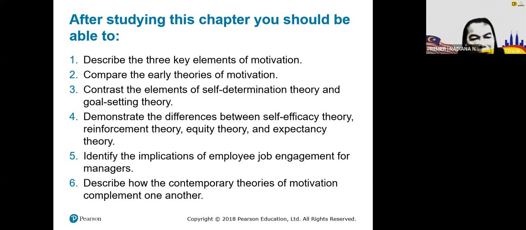After the end of this class, you should also be able to identify the elements and the implications of employee job engagement for managers. Job engagement is similar to job commitment, job involvement, but has a little bit of differences, though they are more similar. Job engagement, job commitment, job participation, almost the same. And last but not least, you should be able to describe how the contemporary theories of motivation complement one another. Don't forget, these theories begin from the previous theories, and they strengthen the theory by the proponents of the theory.